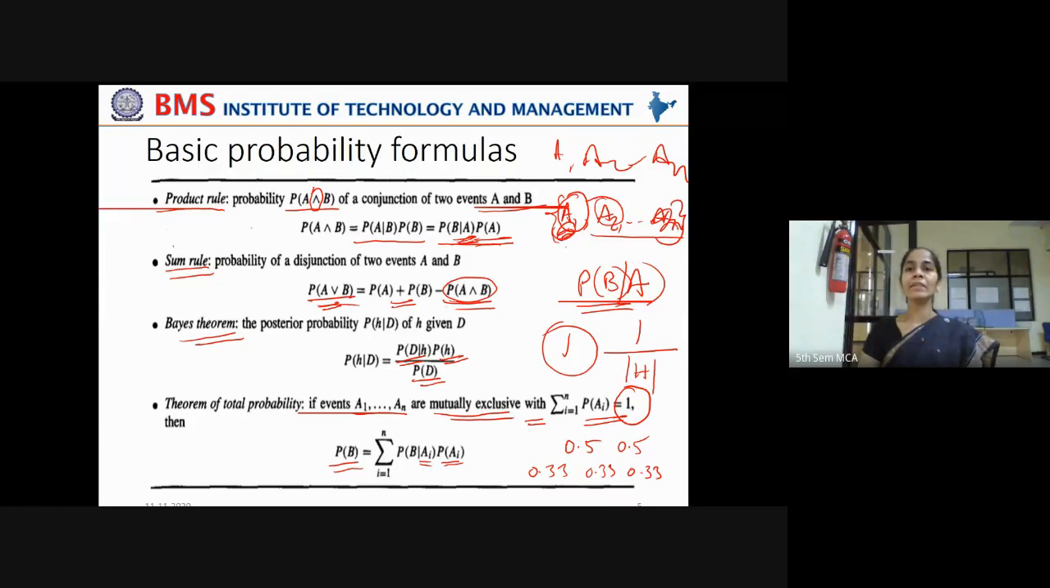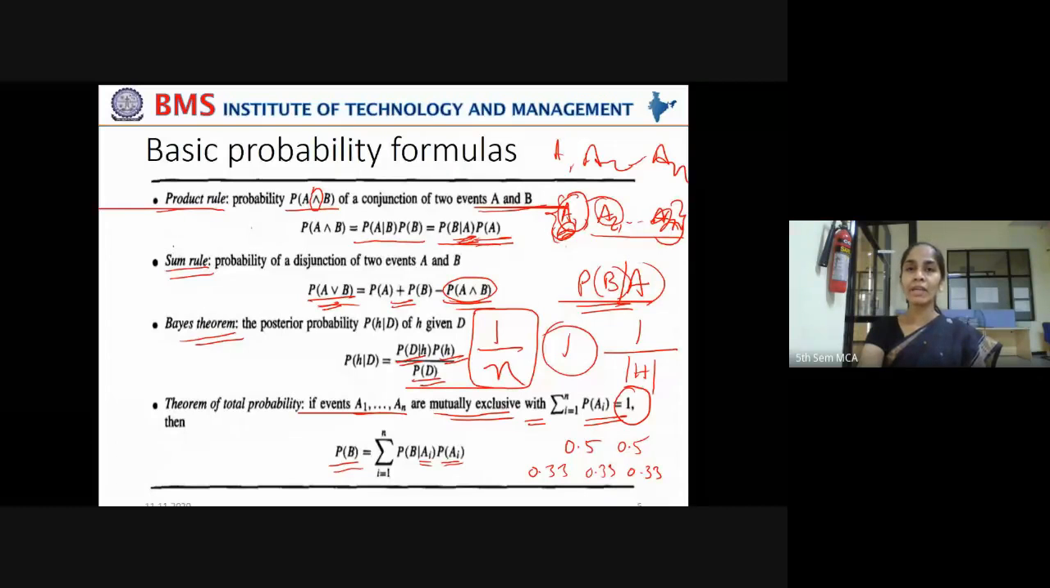In that case, what do you do? You have to share the probability of 1 among all these n events. So each event's probability will become 1 by n. This is called the theorem of total probability. You are sharing the probability 1 among all the n events because you don't know which event would occur. All of them have equal probability, and that equal probability is denoted by 1 by n.